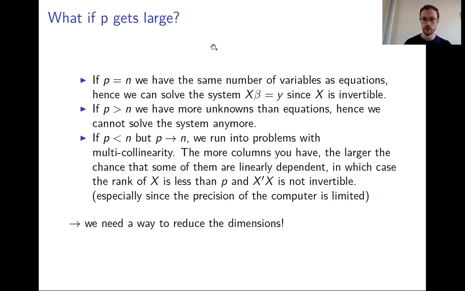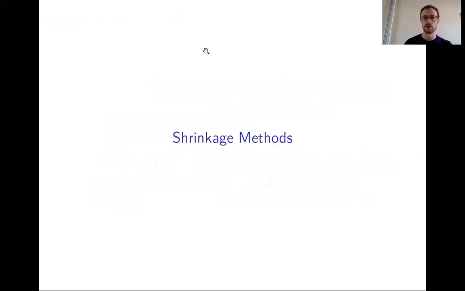And there are several ways of reducing dimensions, and the one we're going to talk about today is the shrinkage methods. Shrinkage methods are one way of selecting only the relevant variables from a very large set of potential covariates.